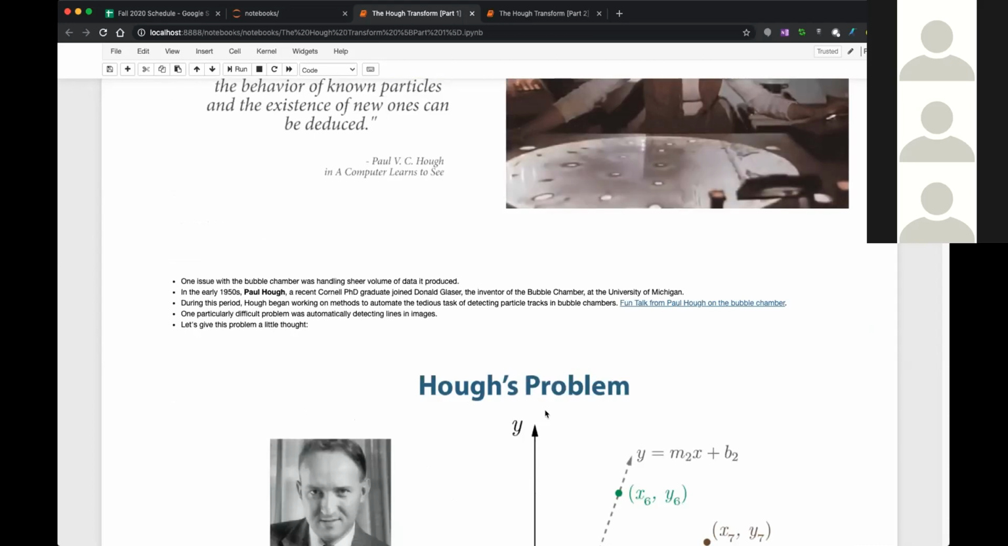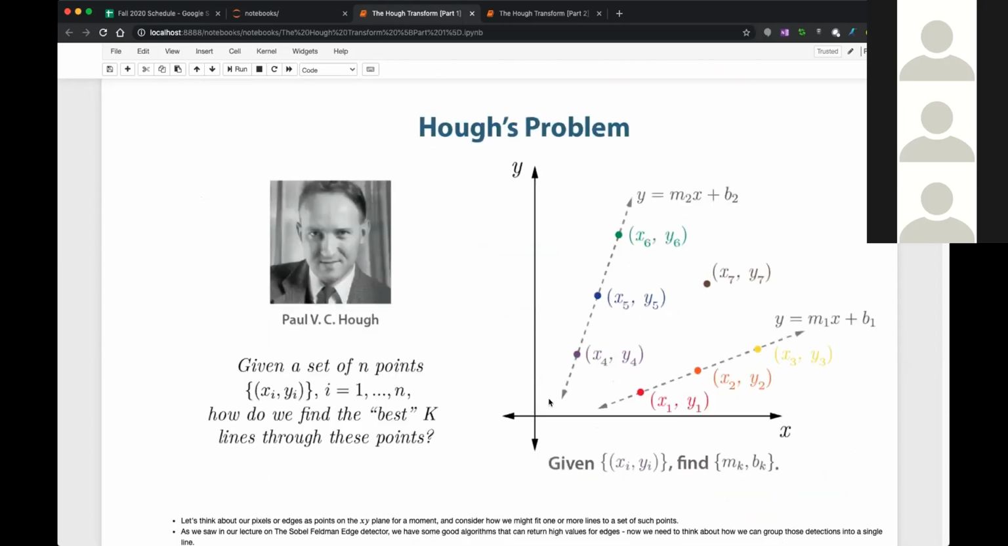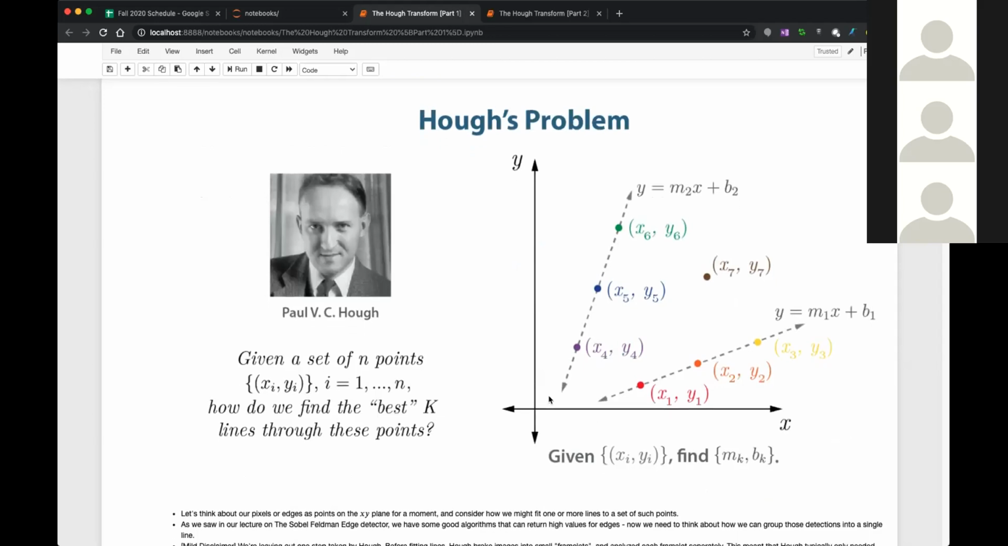Okay, so let's get into Hough's problem real quick. To put this in math terms for a second, let's assume we're given a set of points. Here I've drawn a little figure, and I have 7 points: x1, y1, x2, y2, x3, y3. And the question he was going after was, how do I find the best lines through these points?